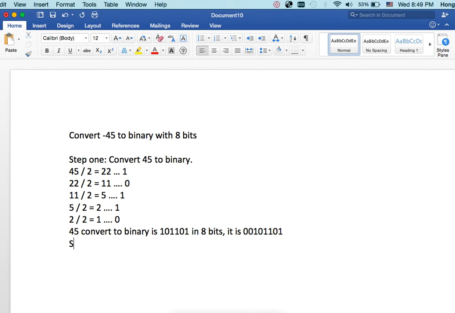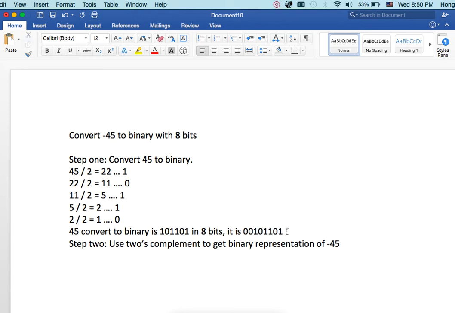Now, step 2. Use 2's complement to get the binary representation of negative 45. So how do you do that? That means I need to get the 2's complement of this 8 bits. If you get it, that is the binary representation of negative 45. How do you do it? You will do it this way.